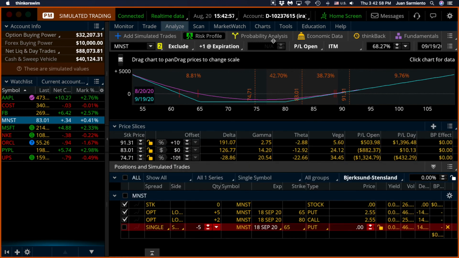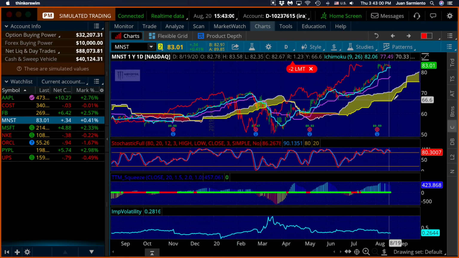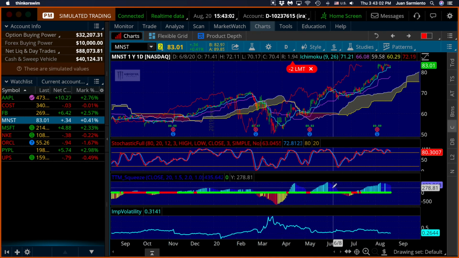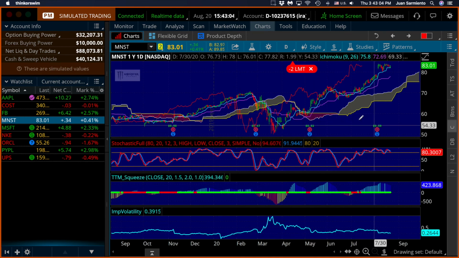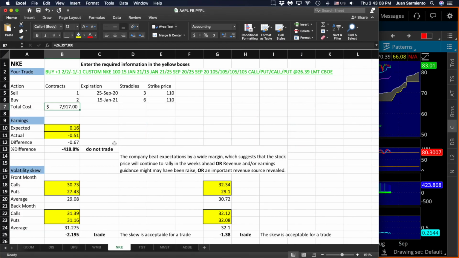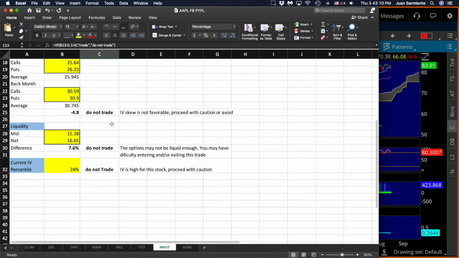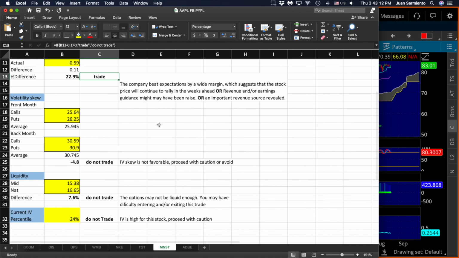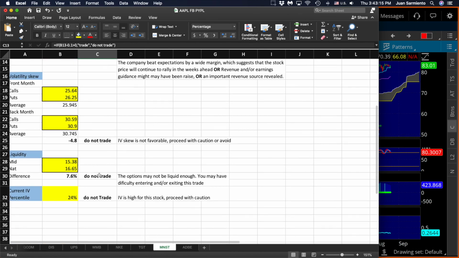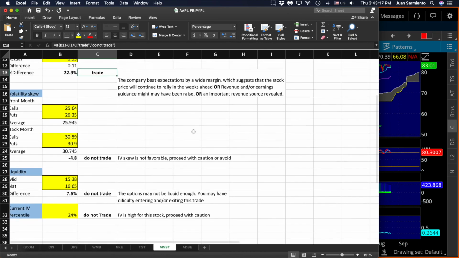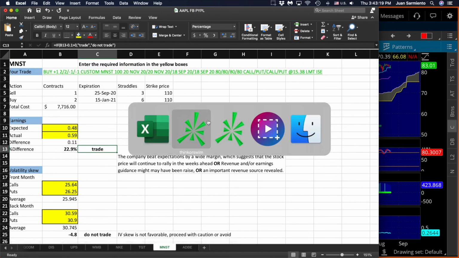MNST might be a trade we want to do, so we might enter a new trade. I think I calculated that and it turned out not to be a good idea. Okay, do not trade. So that didn't work out. Let's move on.